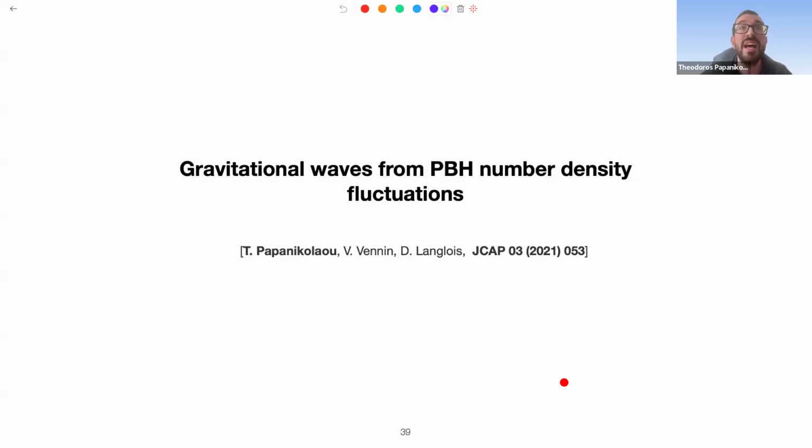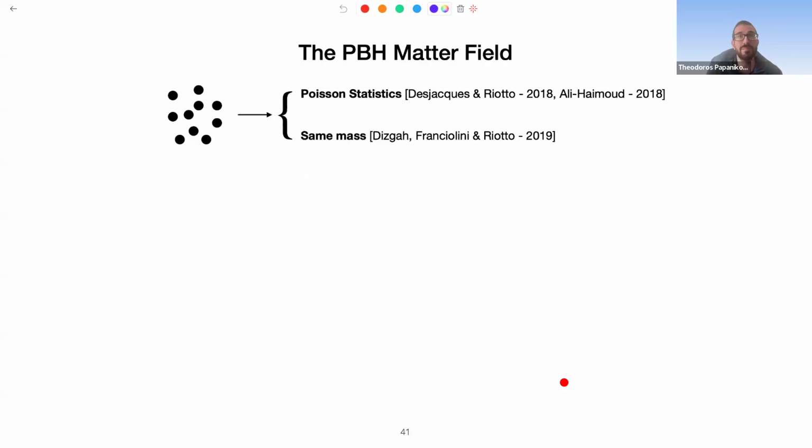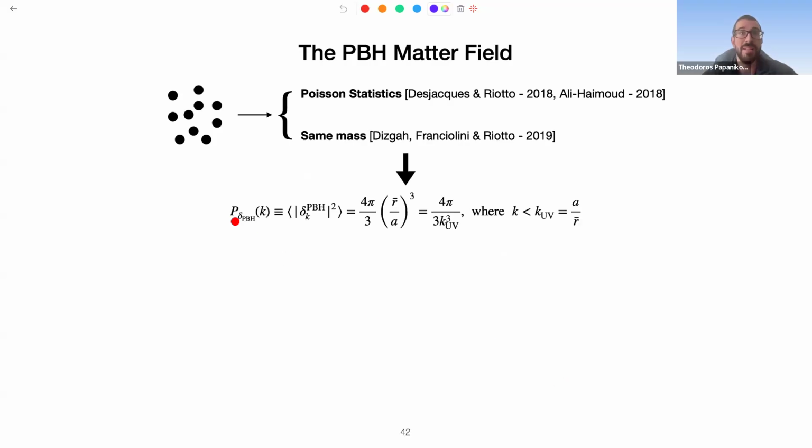Initially, we will discuss gravitational waves which are induced by PBH number density fluctuations. Imagine then that we have a population of primordial black holes which are randomly distributed in space and which, for simplicity, all have the same mass. So we consider a monochromatic PBH mass function. Under these assumptions, one can extract the PBH matter power spectrum, which can be recast in this form, being dependent on the PBH mean separation scale, rho bar.